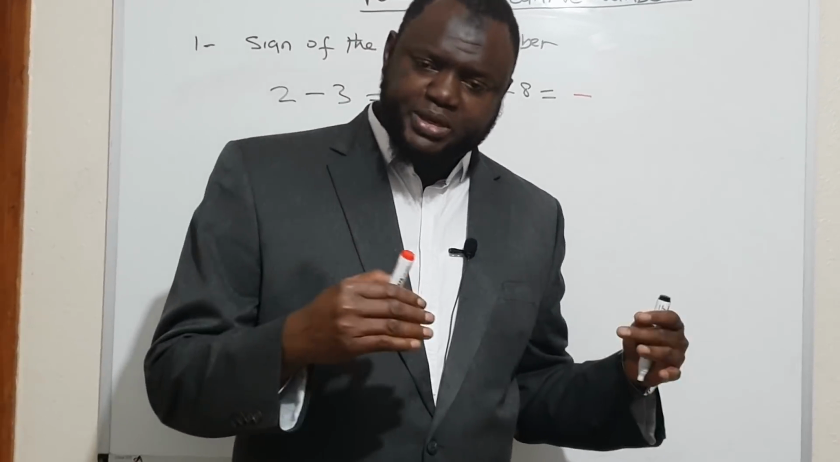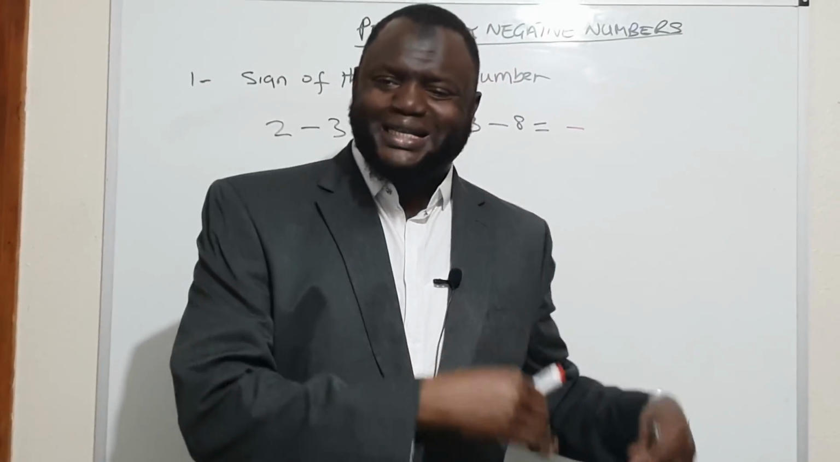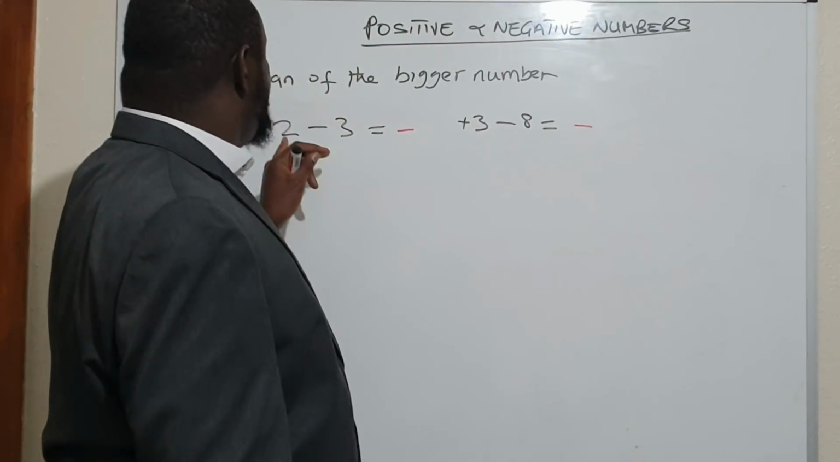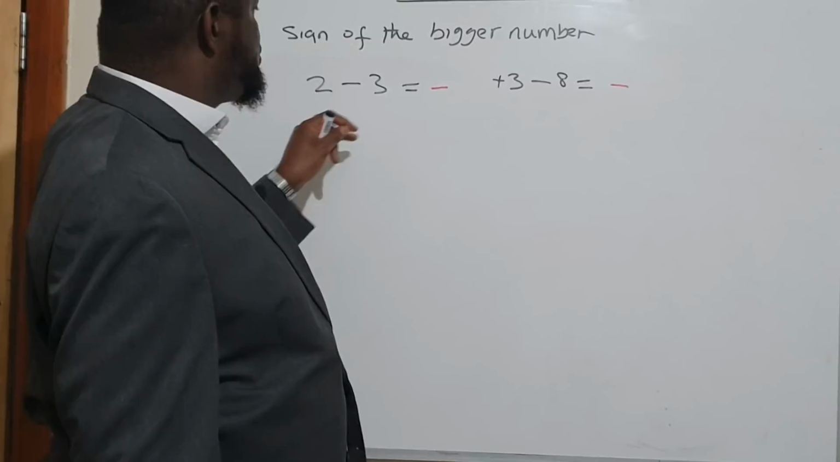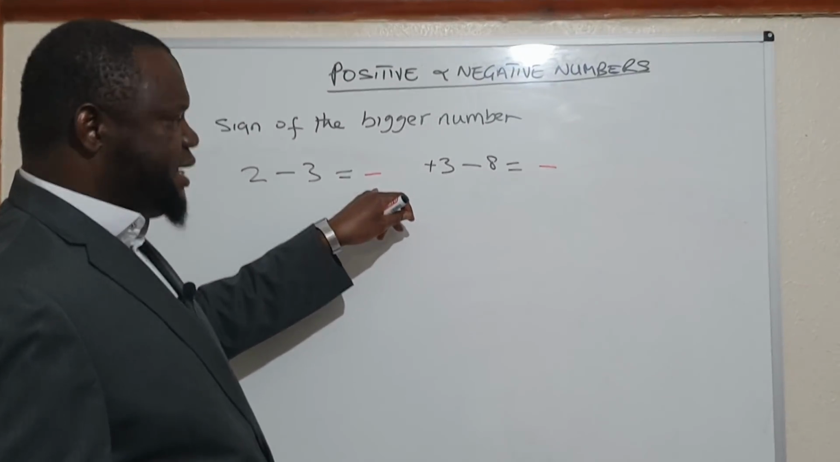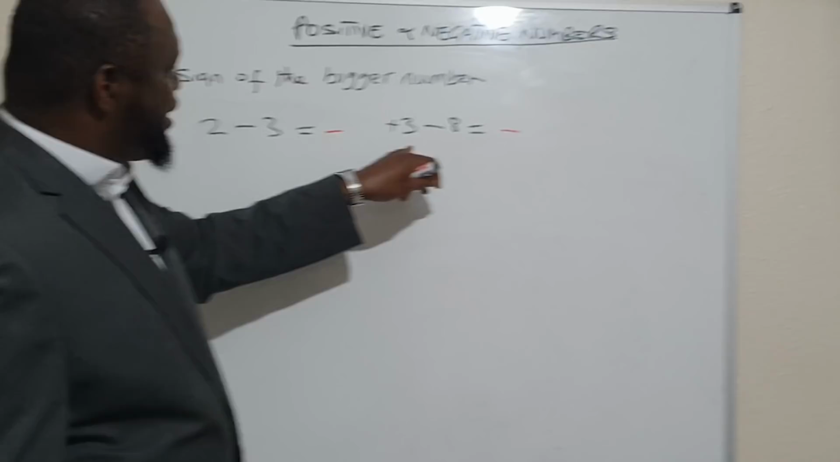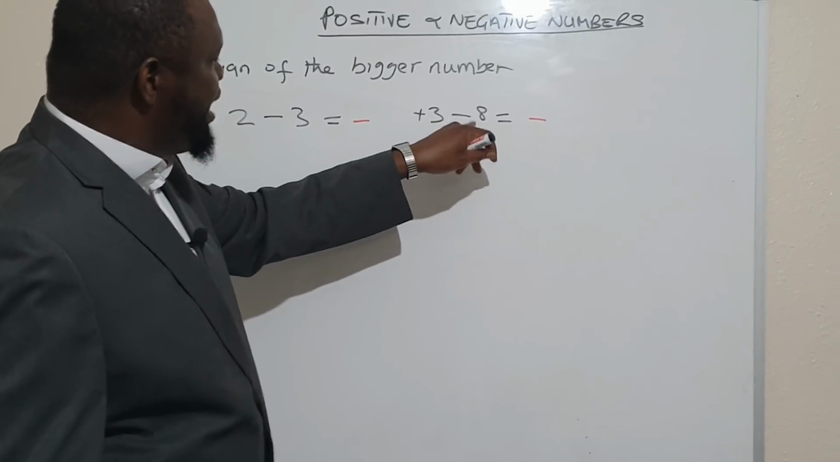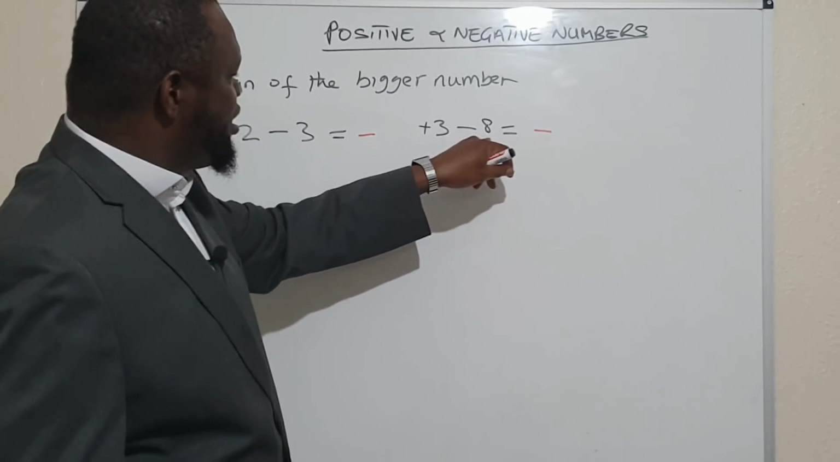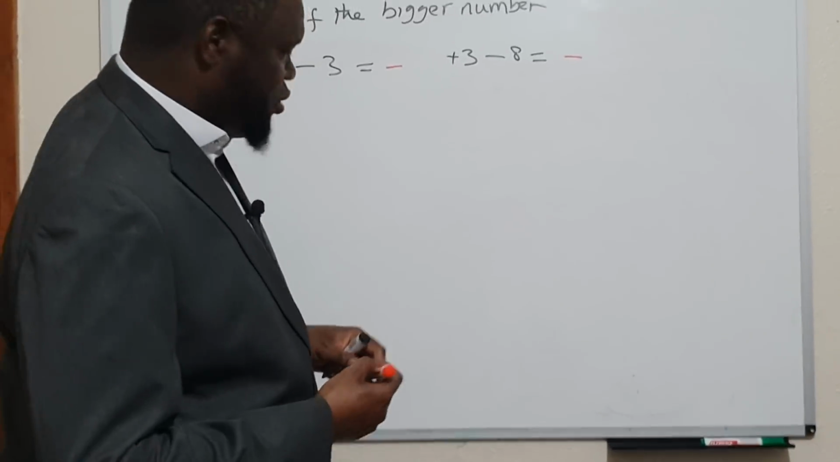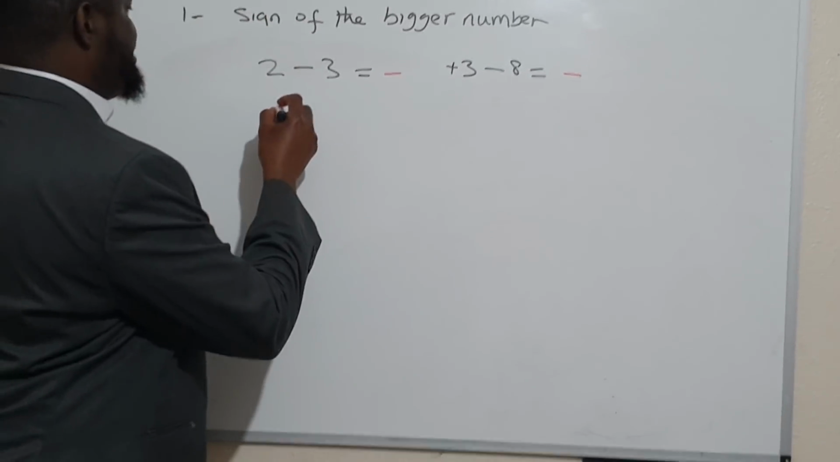Okay? The sign of the bigger number will be your answer. So if you look at 2 and 3, 3 is bigger than 2, so the sign of your answer will be minus. If you look at 3 and 8, 8 is bigger, so the sign of 8, which is minus, will be your answer, yeah?